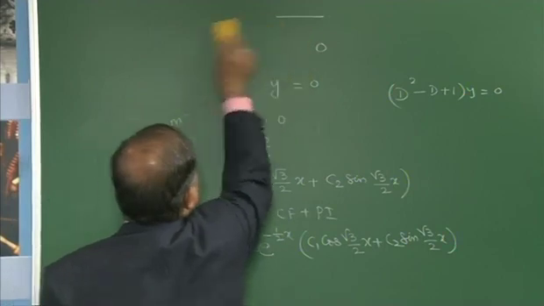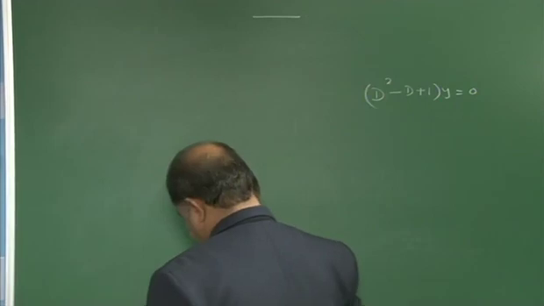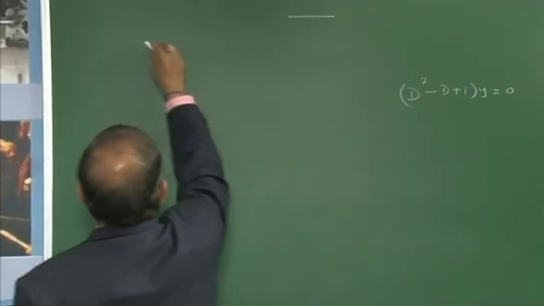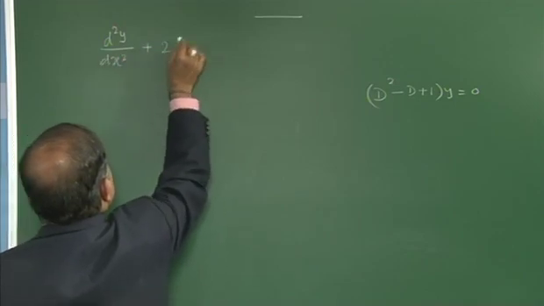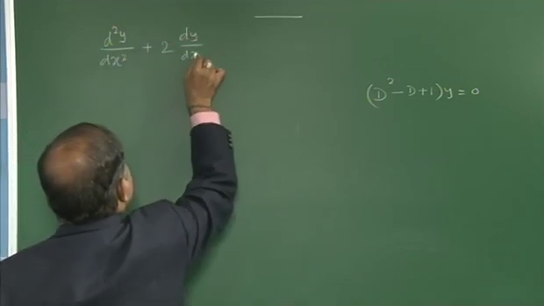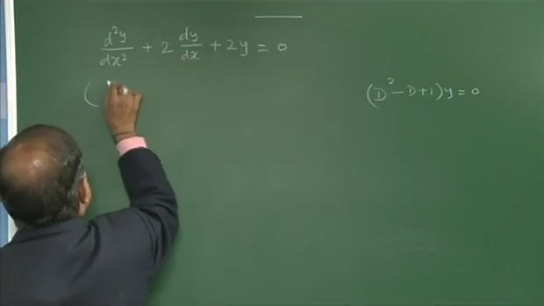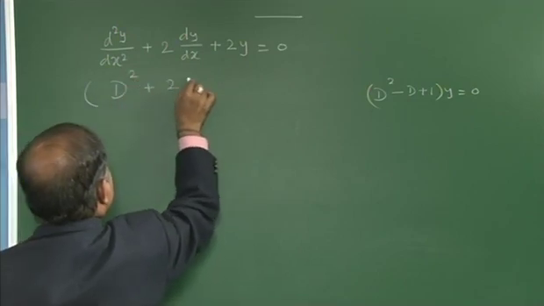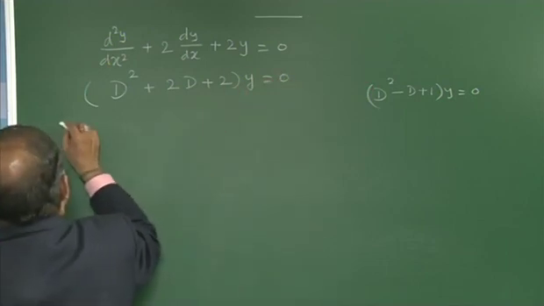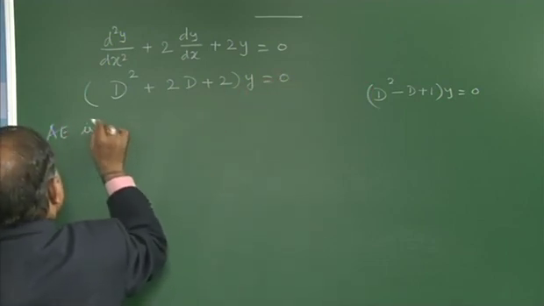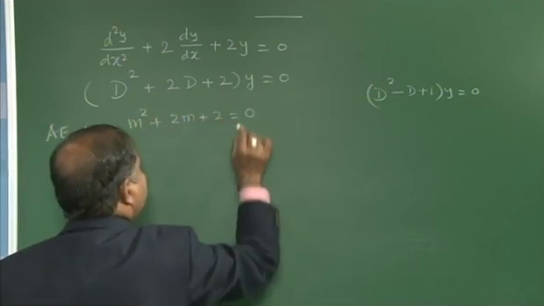I will show you one more example for complex roots only. d square y by dx square plus 2 dy by dx plus 2y is equal to 0. Then what is the standard form? D square plus 2D plus 2 into y is the standard form. Now what is my auxiliary equation? m square plus 2m plus 2 is equal to 0.